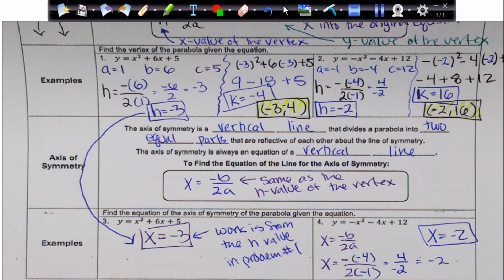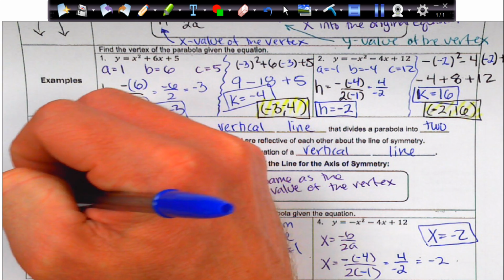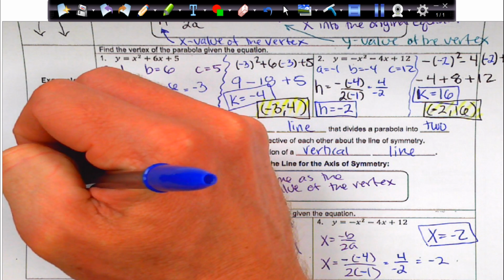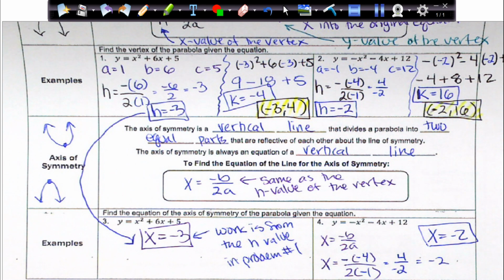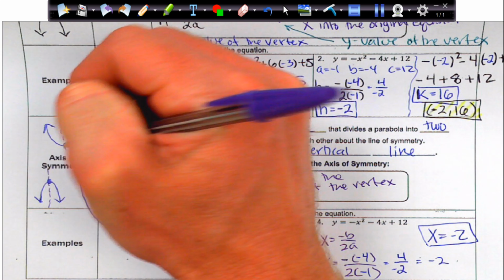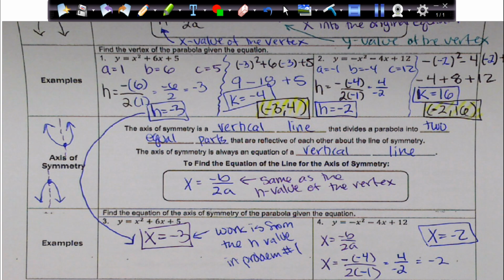Okay? So over here, last thing I want you to do is draw 2 little parabolas, just like you had on the vertex. Draw that vertex right there. The axis of symmetry is a line, usually dashed, that goes right through the middle of it. Okay? All right. Woo! Notes are done.